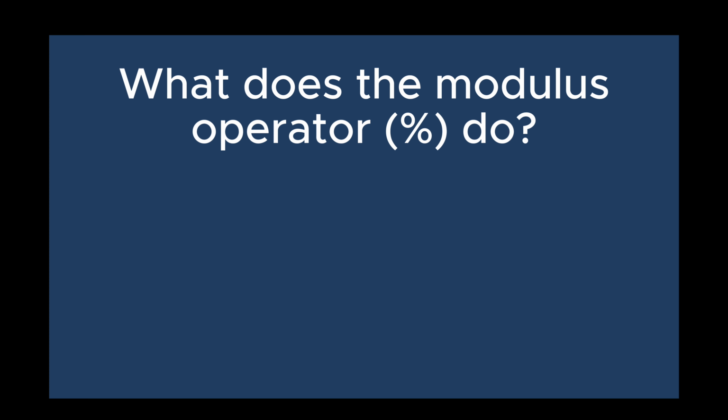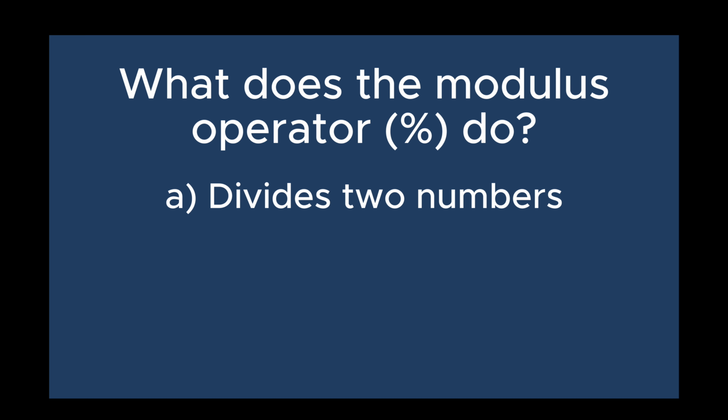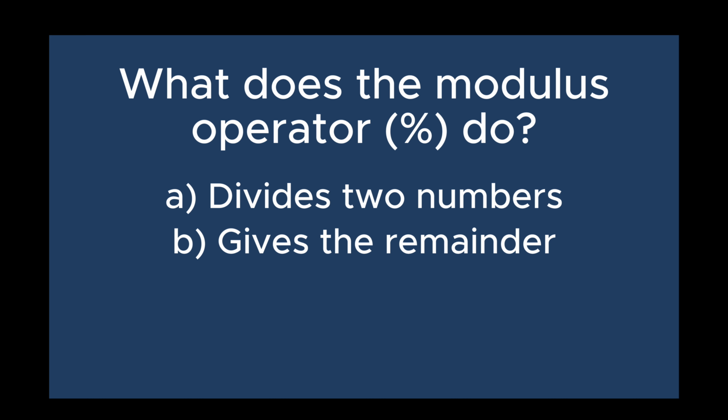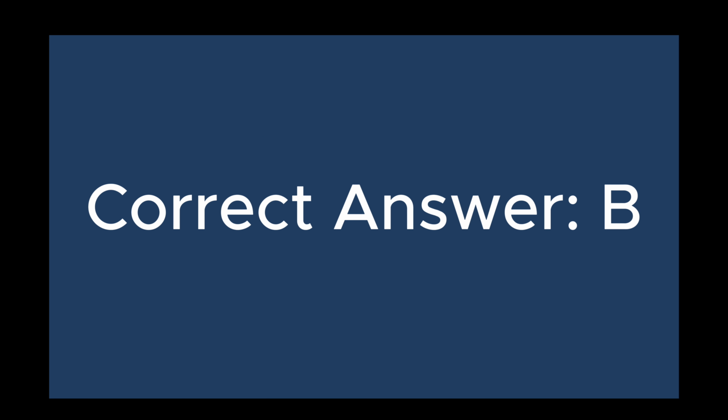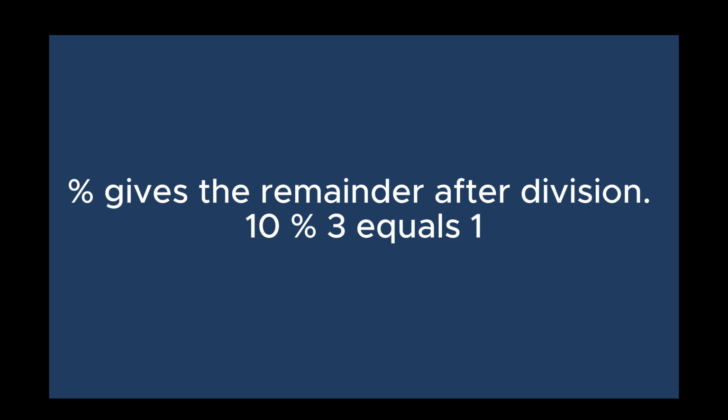What does the modulus operator do? A. It divides two numbers. B. Gives the remainder. C. Multiplies numbers. Or D. Rounds down. This time B is the correct answer. The modulus operator gives the remainder after division. So, for example, 10 modulus 3 equals 1.